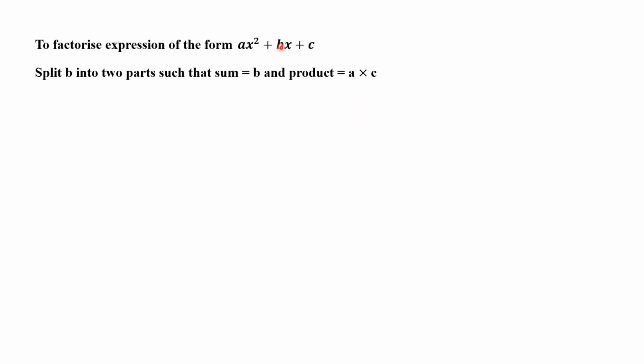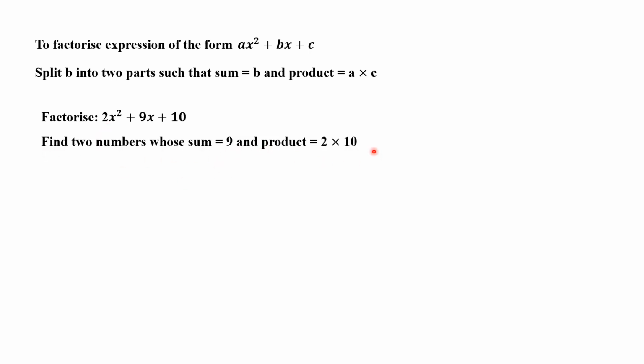So the rule is we have to split b, the middle term, in two parts such that the sum of those two numbers should be b and the product should be the product of a and c. So now I will be giving you one example such that this rule will become more clear. So I have taken example as 2x² plus 9x plus 10. Now here I have to find two numbers whose sum will be 9 and whose product will be the product of 2 and 10, which is 20. Okay, that's what we have to find.